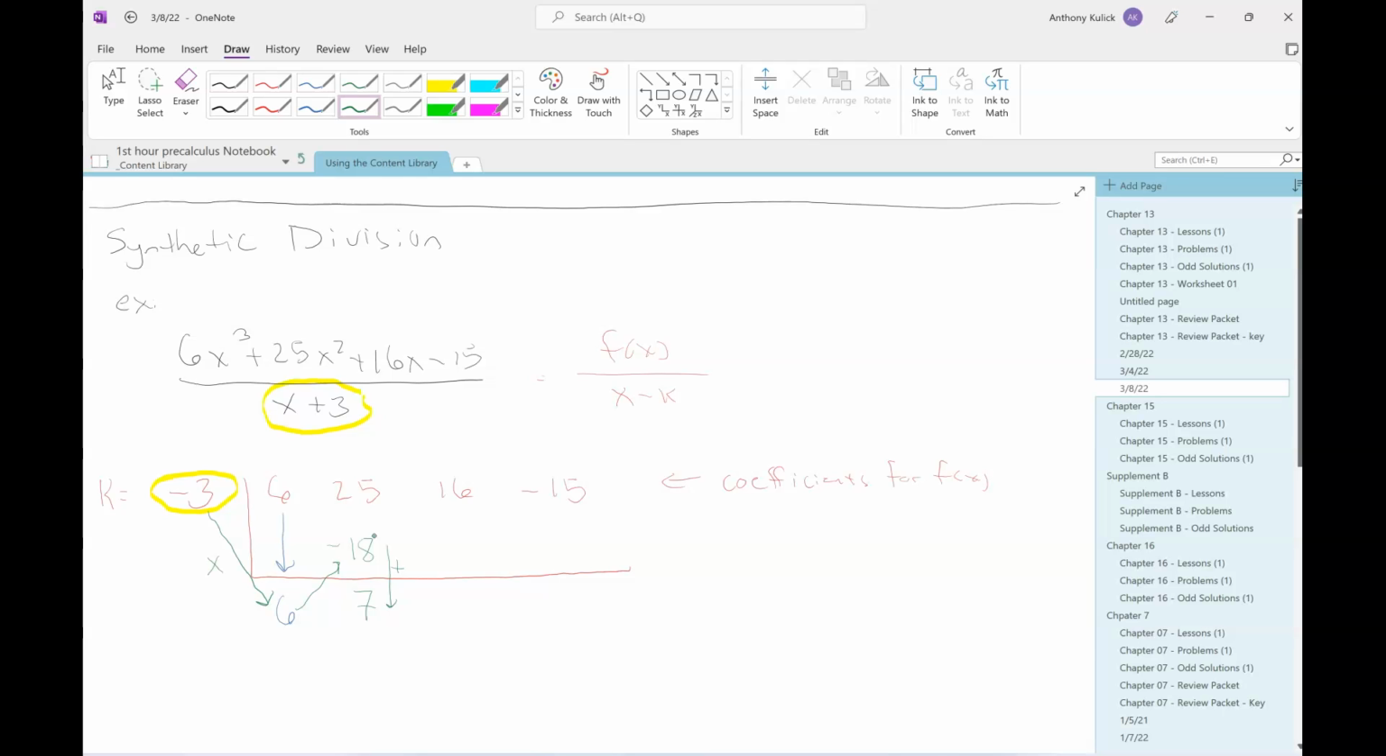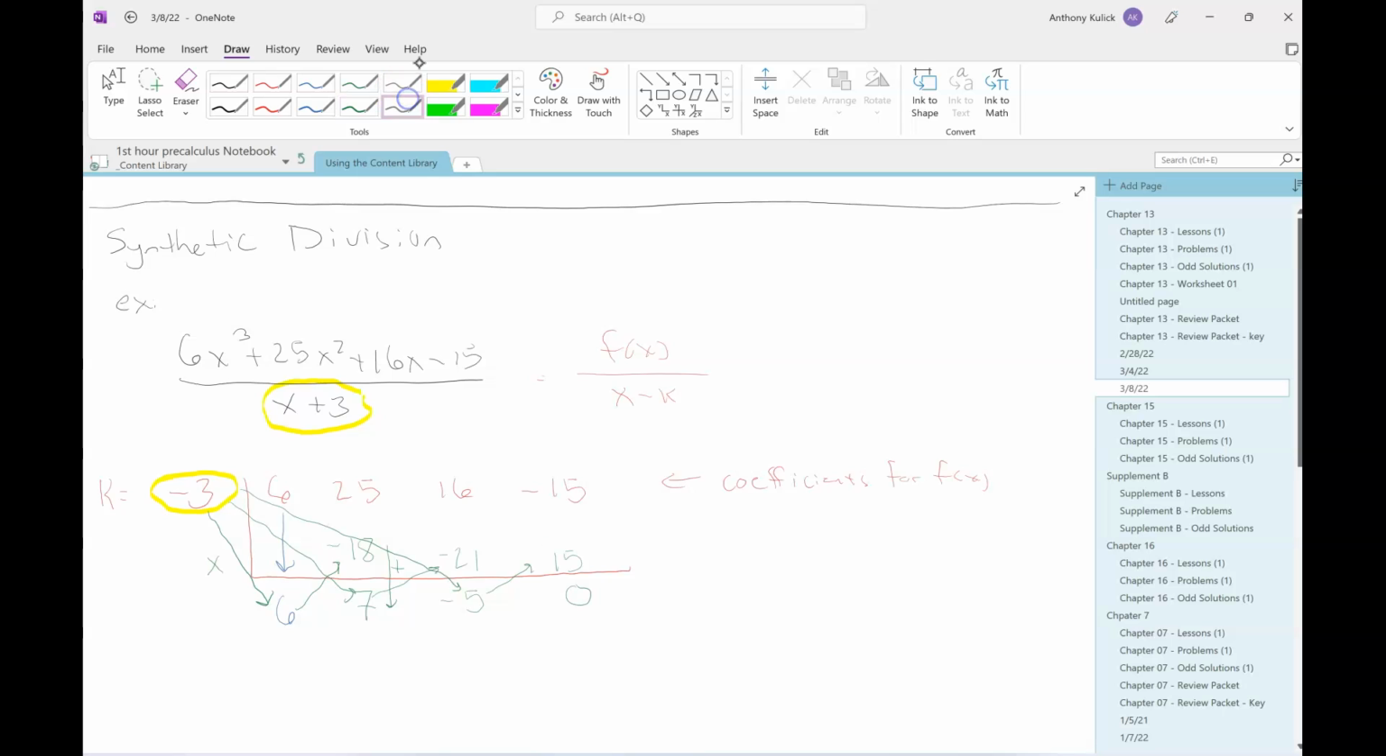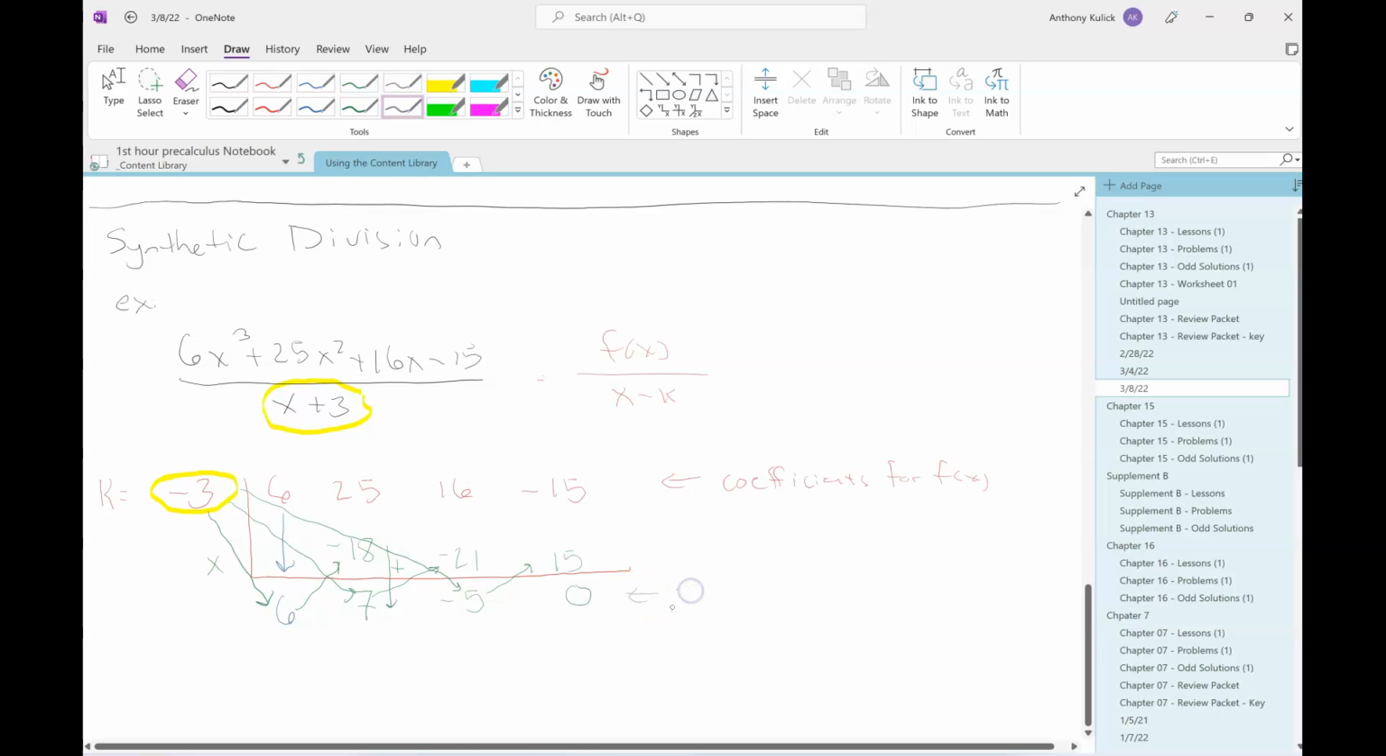And now I'm just going to repeat that process until all of the spots underneath the coefficients of f of x have been filled. So we'll do -3 times 7 now. It's -21. We add down, that's -5. Multiply the -5 by -3. That's 15. Add down that 0. That's what we're hoping to get.